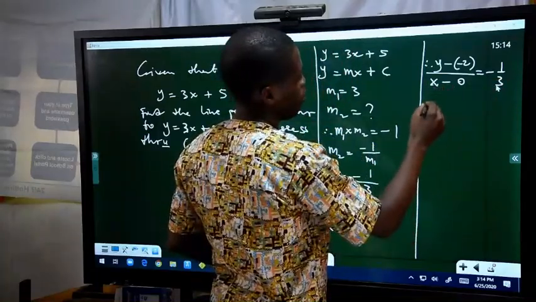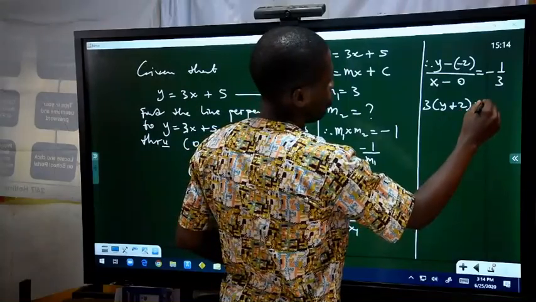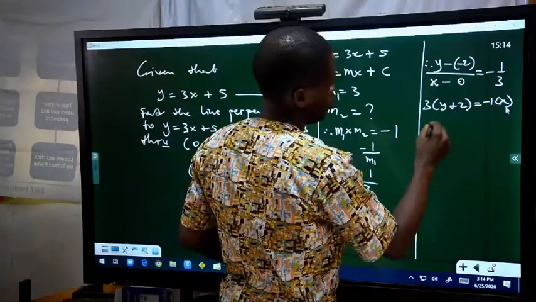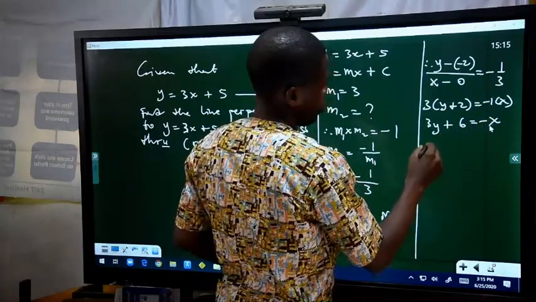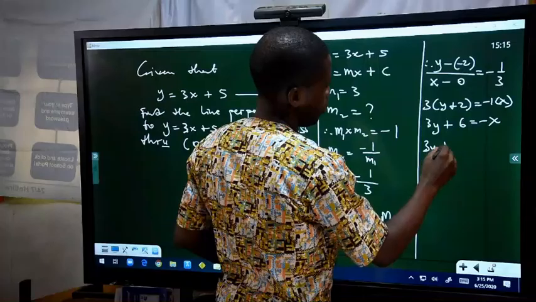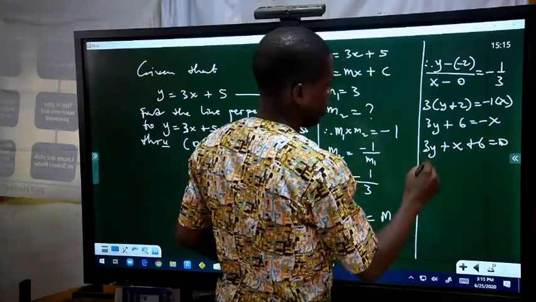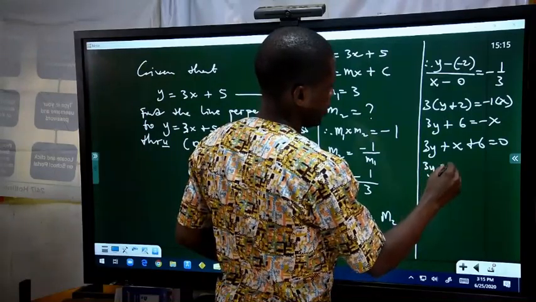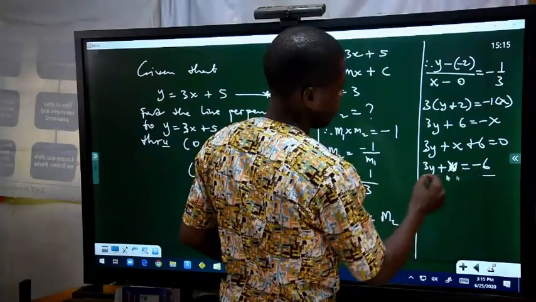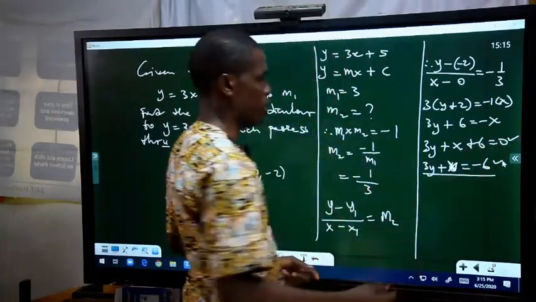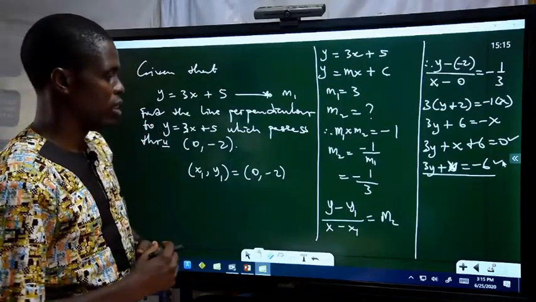So we can cross multiply. We have 3 in brackets y plus 2 is equal to minus 1 in brackets x. So we have 3y plus 6 is equal to minus x. So we have 3y plus x plus 6 equal to 0, or we can say 3y plus x is equal to minus 6. We can leave it this way or in this form. Either form is okay, provided that the answer represents what is needed.